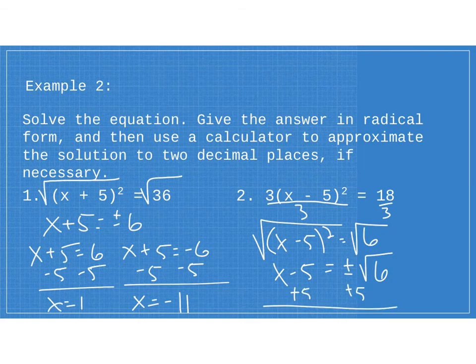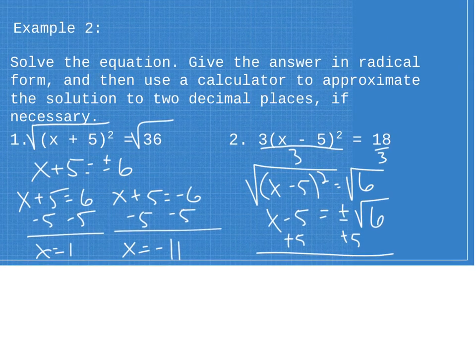And this time, since square root of 6 is not a like term with 5, we get x equals 5 plus or minus the square root of 6. And there's no need to write it separate because we can't combine 5 with the square root of 6 like we did in the first example to give us 1 and negative 11. And so this ends up being your final answer on this.